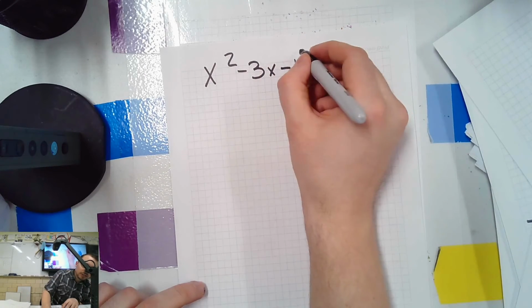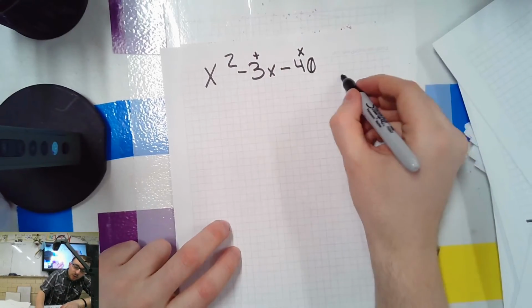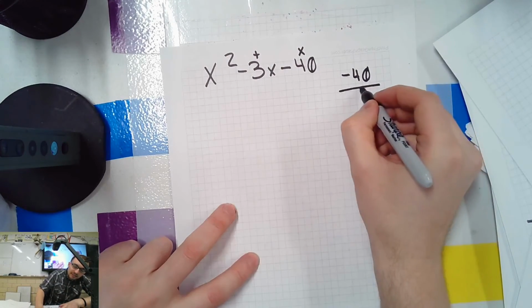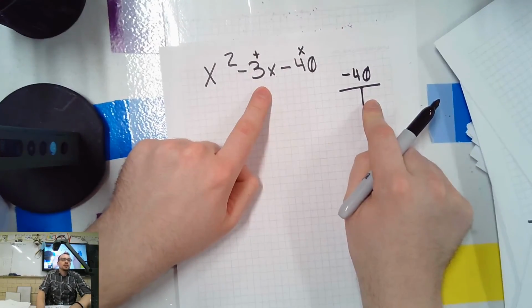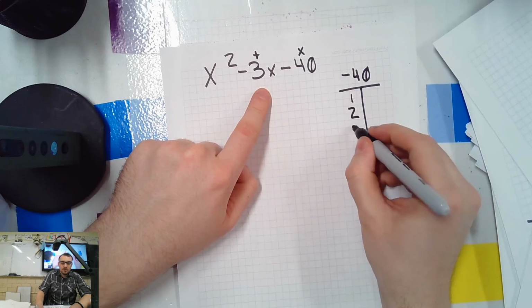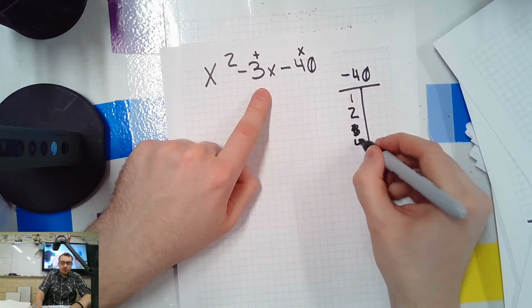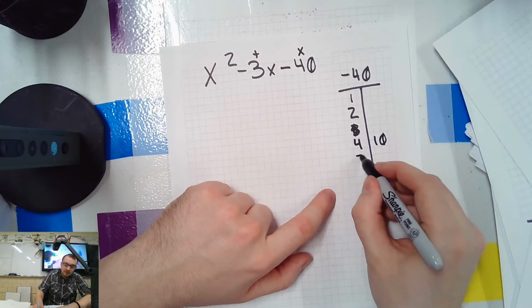What we want are numbers that multiply to c and add to b, right? So, what numbers multiply to negative 40? Let's list them out. Now, 1 and 40 obviously aren't going to add to 3, so I'll just skip it. What about 2 and 20? No. What about 3? Doesn't go into it. What about 4 and 10? Nope, that's not going to get us 3 no matter what we do. What about 5?